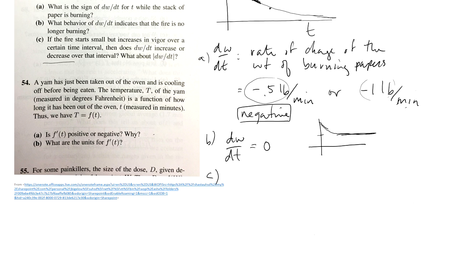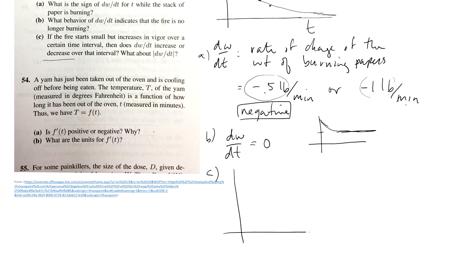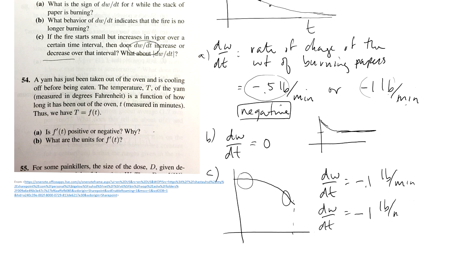C. Fire starts small but increases in vigor, okay, over some interval. So say it starts small, so it's going to burn just a little bit, and then it increases with vigor. Okay. What happens to dW/dt? Does it increase or decrease? Well, dW/dt, here it's pretty small, negative 0.1 pound per minute. Over here, it's going to be something bigger. I'm just making these numbers up to talk about it, like negative 1 pound per minute.